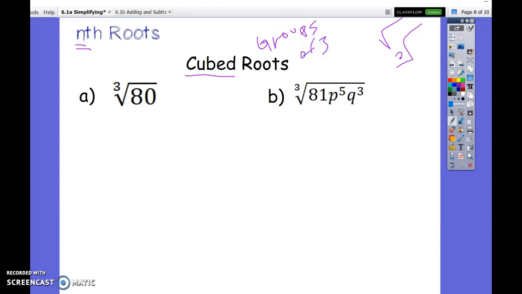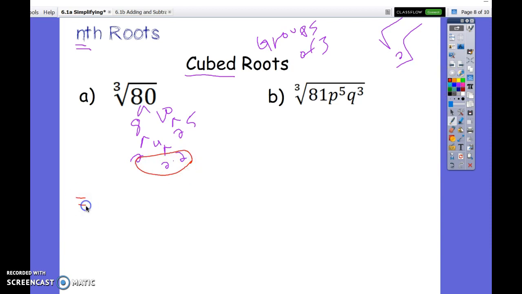Okay, but we're still going to start off by factoring. So if we have the cubed root of 80, let's start by factoring that. Well, 80 is 8 times 10. Okay, 8 is 2 times 4, 10 is 2 times 5. Then we could break 4 down into 2 times 2. So very similar to square roots, but now we're looking for groups of 3. Well, right here we have 3 2's.